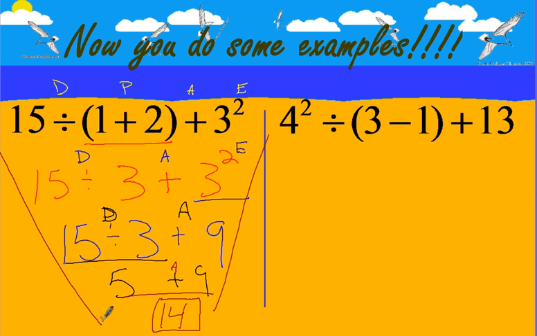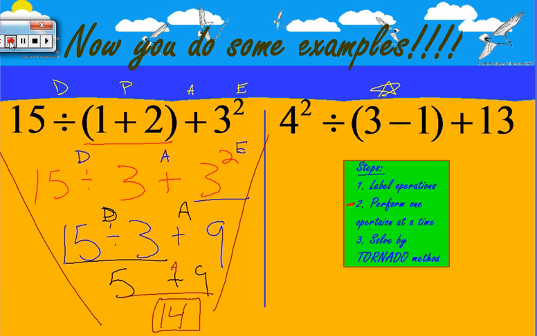Now I would like for you to go ahead and do the problem over here on the right side on your own. And as you're doing it, remember, all you need to do is follow those simple steps. And here they are: label the operations, perform one operation at a time, repeat, and do that by solving it using the tornado method.